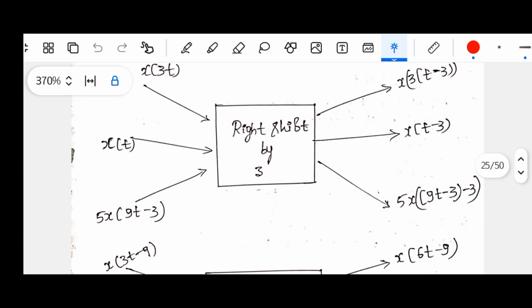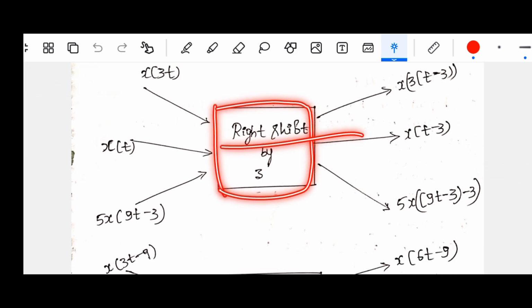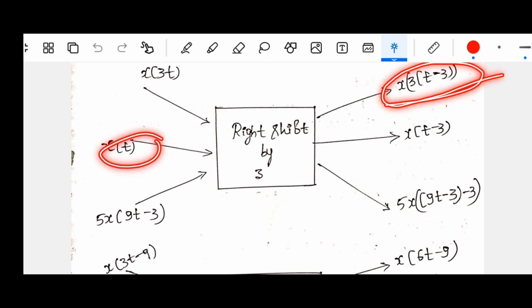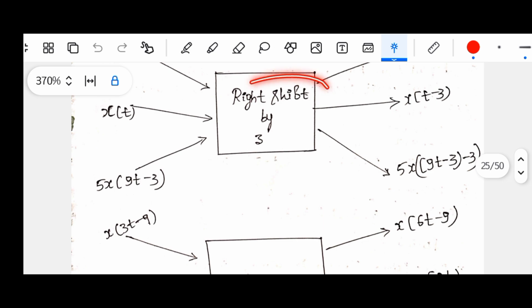Next, see this. This is a right shift. Let's discuss the right shift. x of t shifted by 3 means x of t minus 3. x of t will be right shifted by 3, meaning x of t minus 3. If 5 into x of t plus 3, right shifted by 3 means 5 into x of t minus 3. It is about right shift.